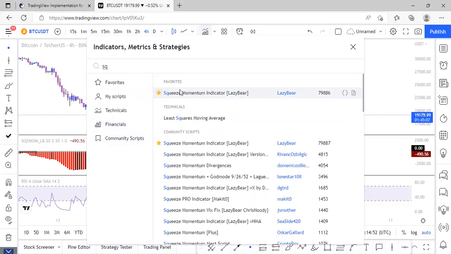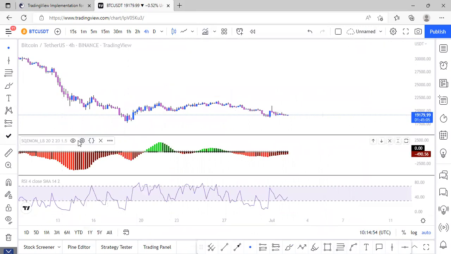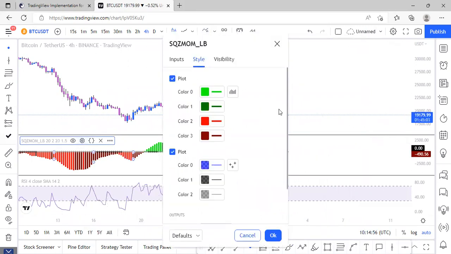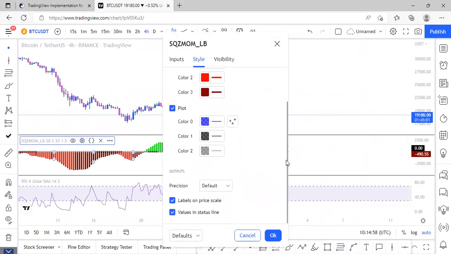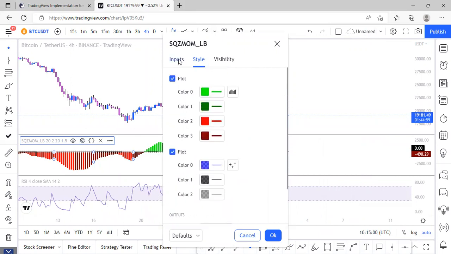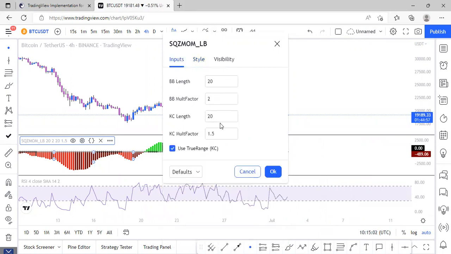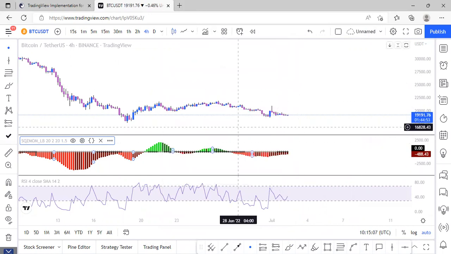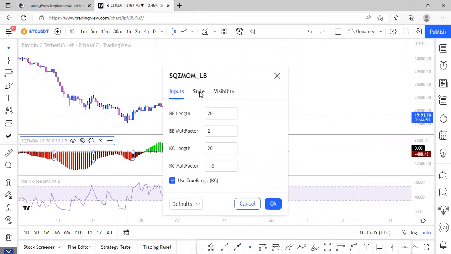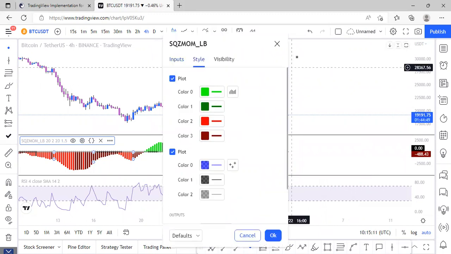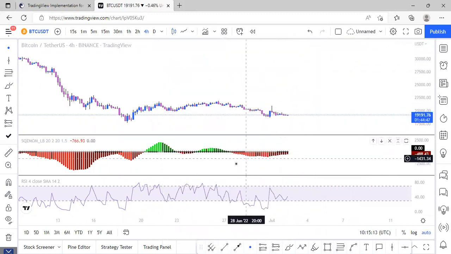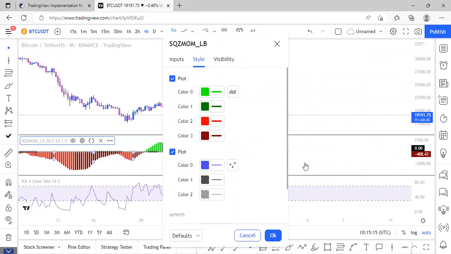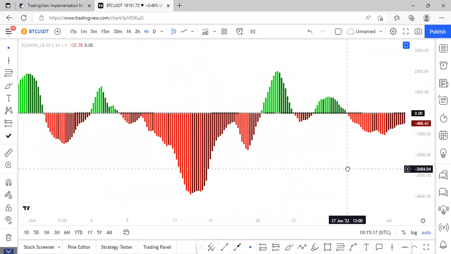Okay, so when you click on squeeze momentum, these are the settings you're going to use. All right, just 20 to 20, pretty much default. And then I think I adjusted my color to make it more appealing to the eyes. All right, so that's that about the squeeze momentum.